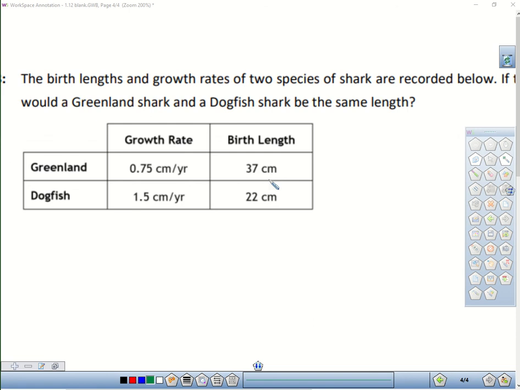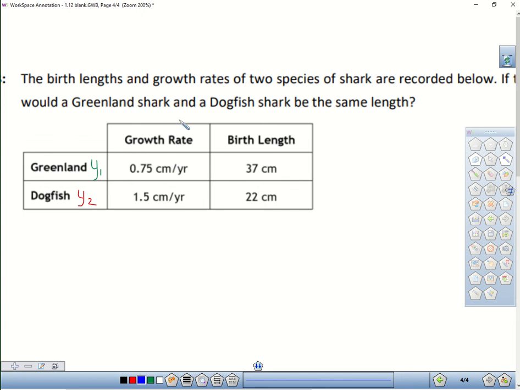Now, for the Greenland shark, they grow after they're born, they grow at a rate of 0.75 centimeters per year. So they basically grow 3/4 of a centimeter a year. And the dogfish shark grows 1.5 centimeters a year. So the dogfish shark grows at a faster rate but starts out smaller. So we're going to compare their growth rates together. So we're going to call the Greenland shark by Y1, and we're going to call the dogfish shark by Y2.